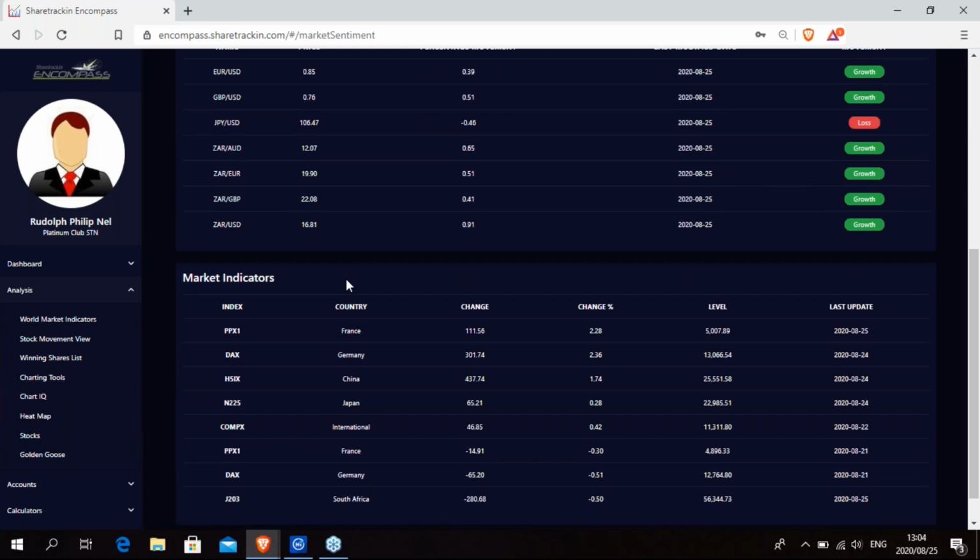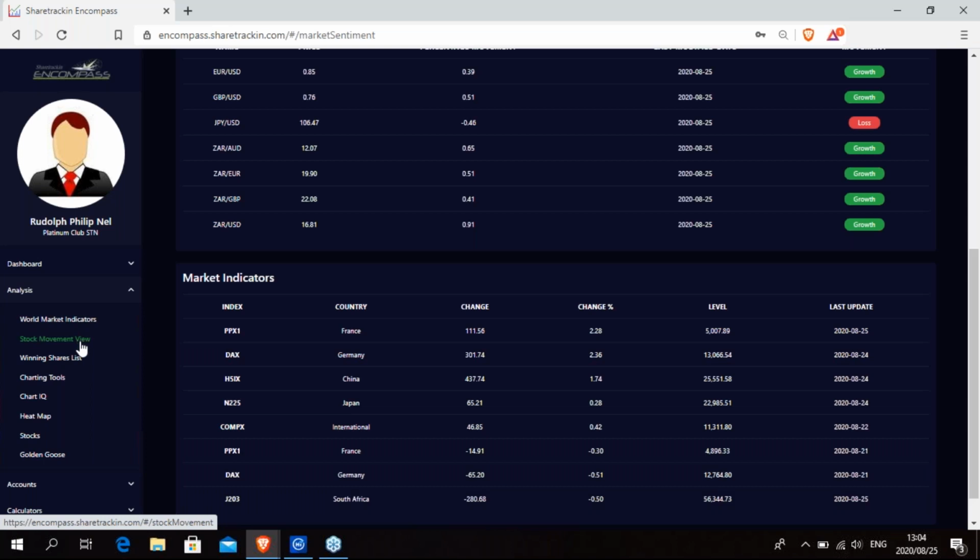Market indicators basically only shows you what's currently happening in the world. Like for instance, the South African one is right at the bottom, J203. It will show you that we've changed with 280 points so far for the day, and we've gone down with 0.5% for the day, and it will show you the level and the last date, which is obviously today's date.